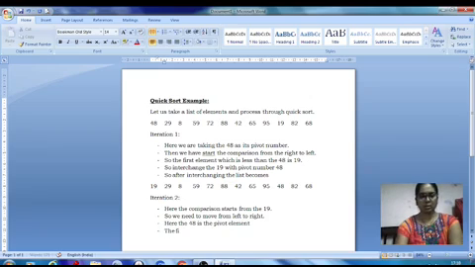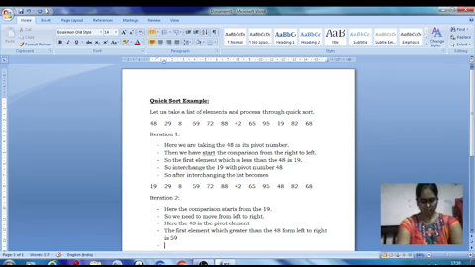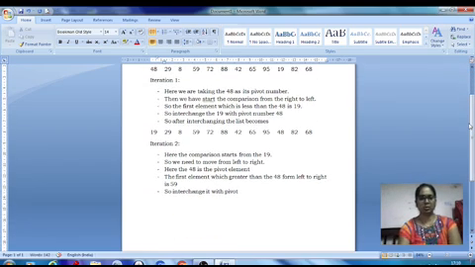So the first element which is greater than 48 from left to right is 59. So interchange it with the pivot.